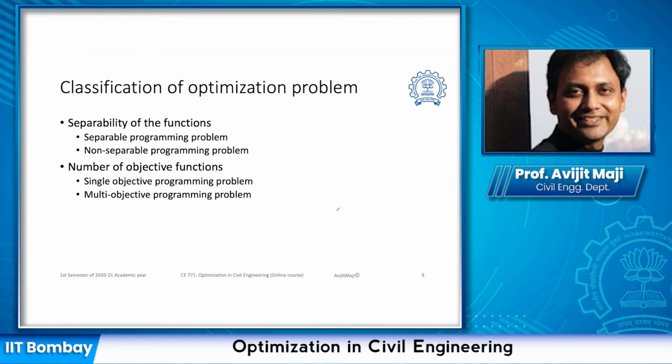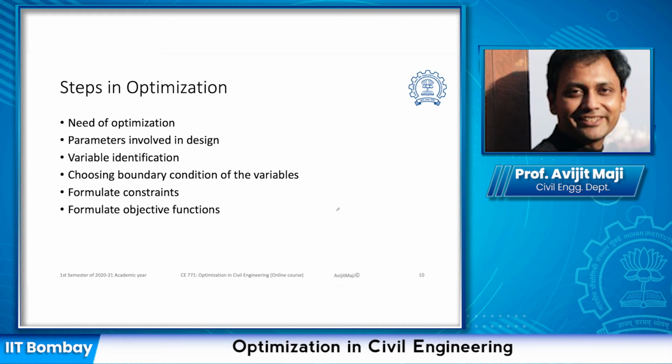Now let's look into the steps to optimize a particular problem. Before we start the optimization, we need to understand what is the need of the optimization, what we are trying to optimize. Once we understand that, it will help us to identify the parameters involved in the optimization process or in the design.